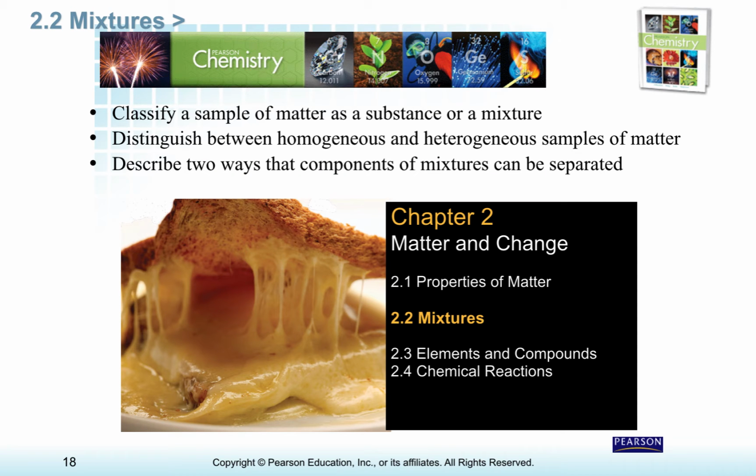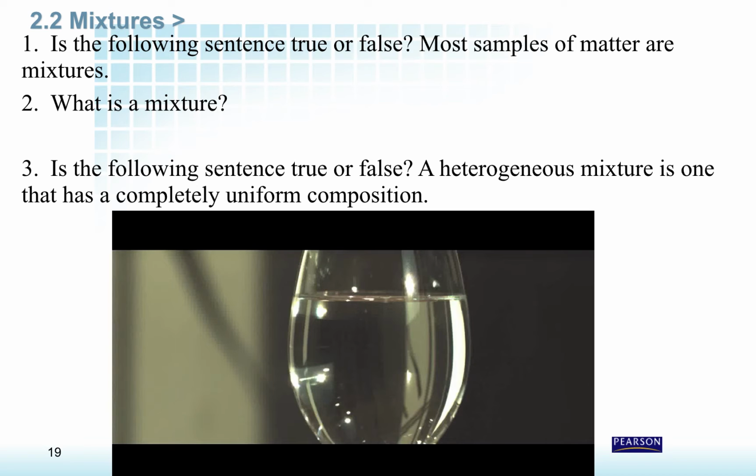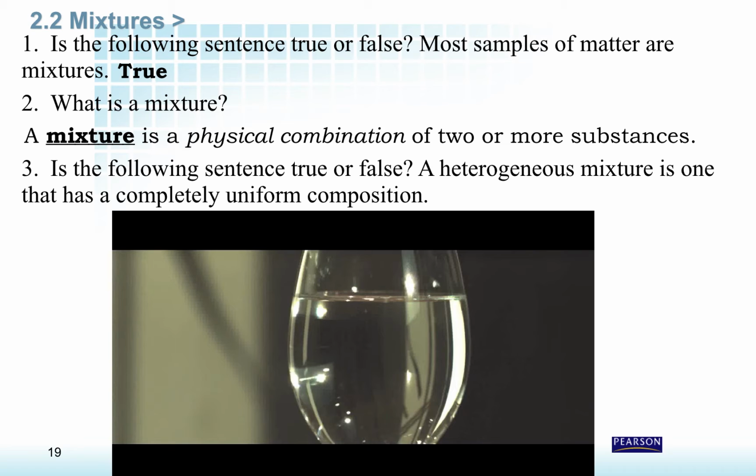2.2, mixtures. We're going to classify a sample of matter as a substance or a mixture. We're going to distinguish between homogeneous and heterogeneous samples, and we're going to describe two ways that components of mixtures can be separated. Most samples of matter are mixtures. That is true. A mixture is a physical combination of two or more substances.